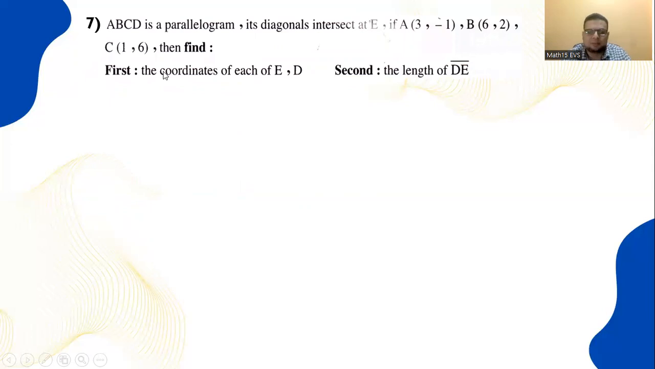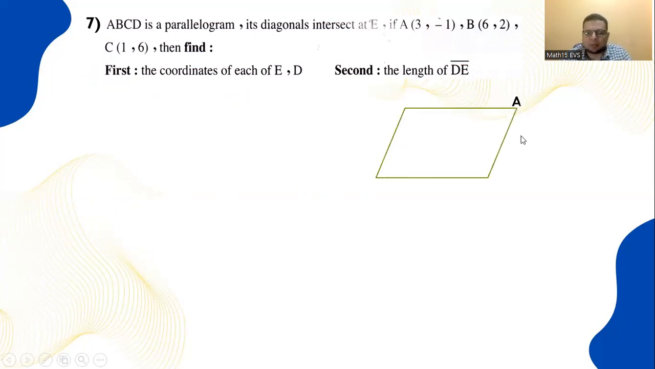Question number 7. ABCD is a parallelogram. Its diagonals intersect at E. If A is 3 and negative 1, B is 6 and 2, C is 1 and 6, then find: first, I need the coordinates of each of E and D. E is the intersection of the two diagonals, D is a vertex in the parallelogram. Second, I need the length of DE.